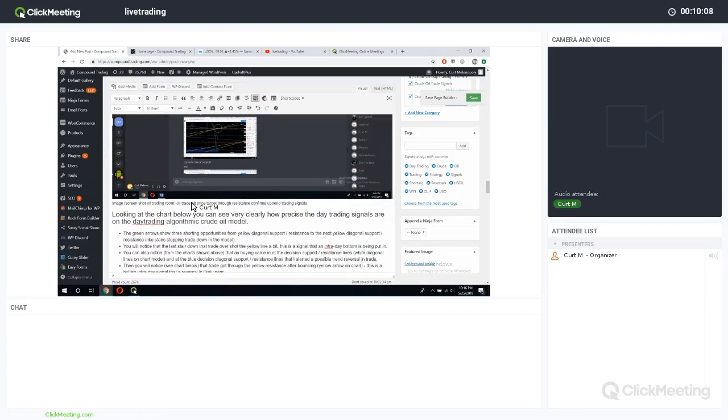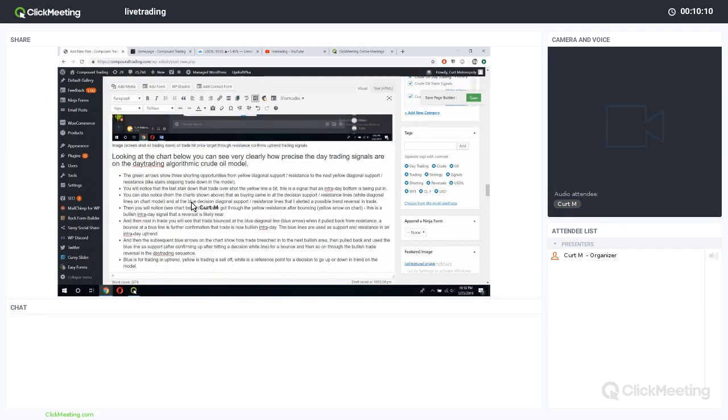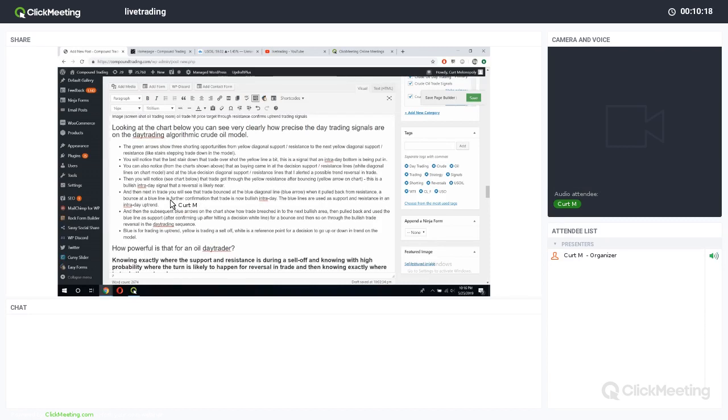It's going to be a two-part, one for the public and one for dealing with the proprietary stuff for our members. But the bottom line is I just want to show you this chart really quick. So the summary part of this post is what I'm going to go through right now. So looking at the chart below, you can see very clearly how precise the day trading signals are on the day trading algorithmic crude oil model.